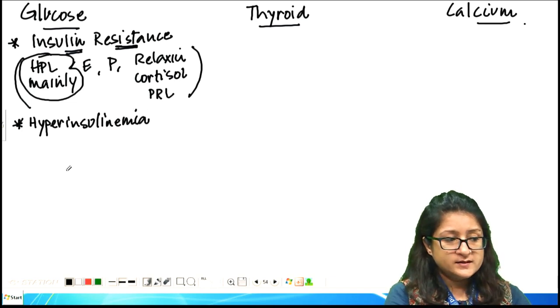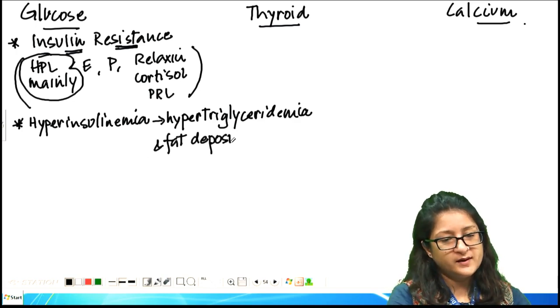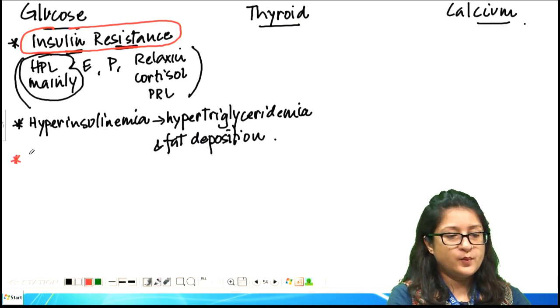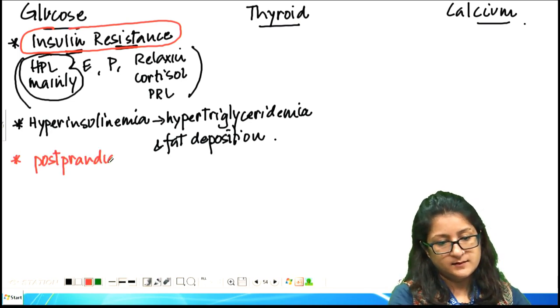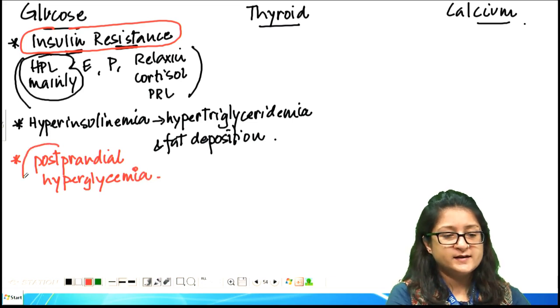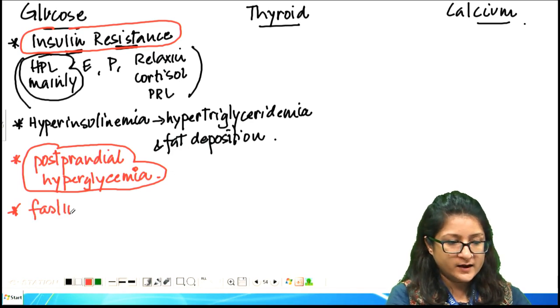Okay. Because of this insulin resistance there is hyperinsulinemia, and that leads to hypertriglyceridemia and fat deposition. This insulin resistance contributes to postprandial hyperglycemia, so that all the glucose is shunted towards the fetus, and overnight consumption of glucose by the fetus leads to fasting hypoglycemia.